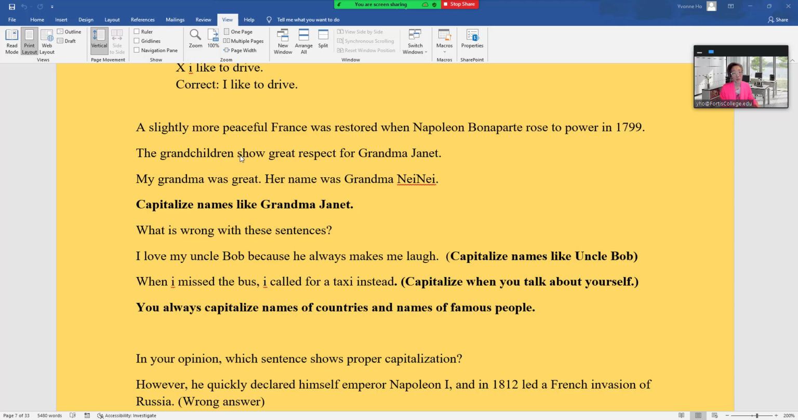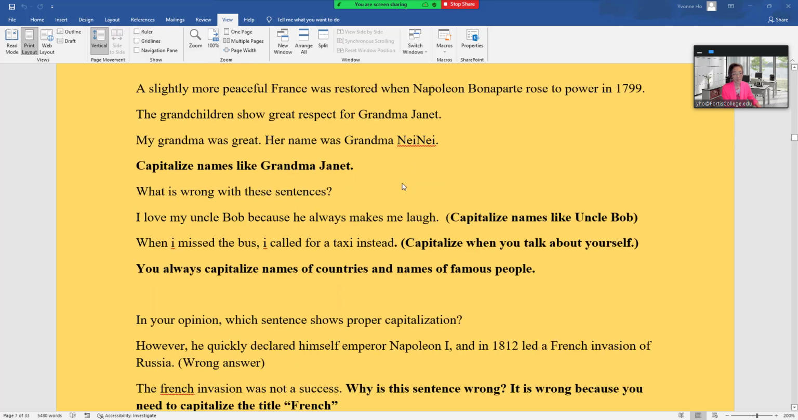The grandchildren show great respect for Grandma Janet, and because Grandma Janet is someone's name, it's a proper noun. So proper nouns are names and titles, always needs to be capitalized. My grandma was great. Her name was Grandma Nai Nai, that's how you say it in Chinese. And so Grandma Nai Nai is somebody's name, and so you have to capitalize it.